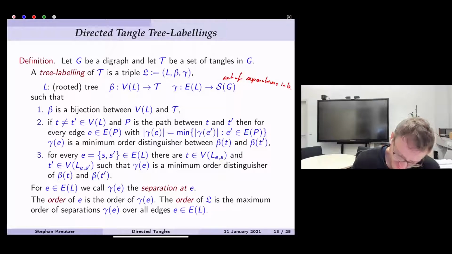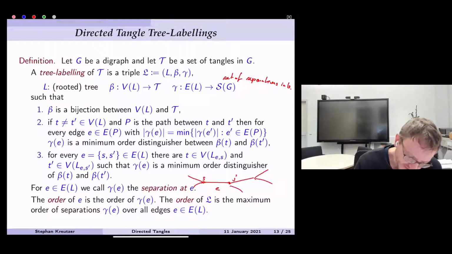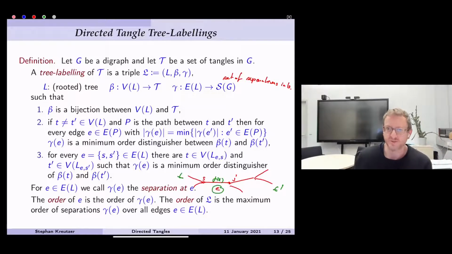And the other, third property is if you have any edge in the tree, let's say with sides S and S prime, then there must be tangles T and T prime on opposite sides of the edge. So here we have the edge E, and this would be S and S prime. And then here we go on and so on. At least it should be the case that there's a tangle here and a tangle on this side, and gamma of E is a minimum order distinguisher between the two tangles, T and T prime. Yeah, these are the properties.